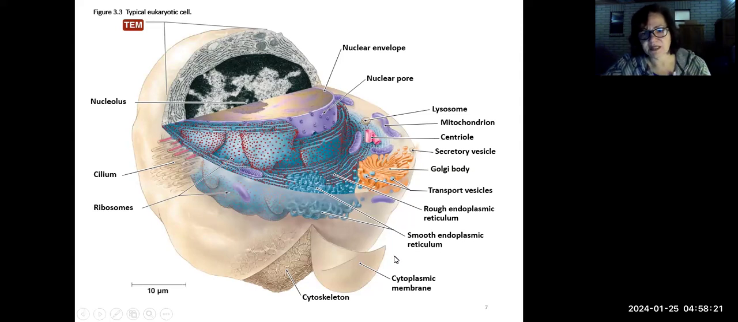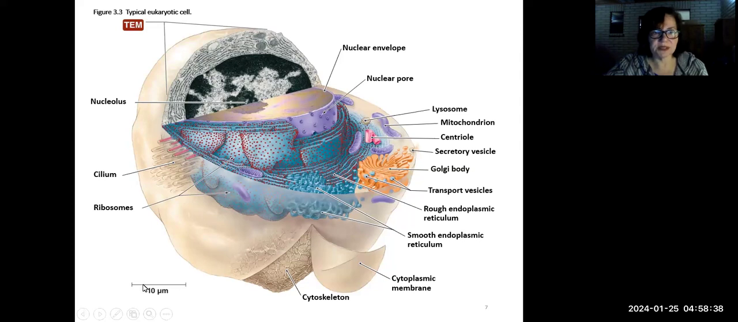This is an important thing. The cytoplasmic membrane, this is that phospholipid bilayer. We're going to go into it in more detail. This we have in common with the prokaryotes. They also have that. That's all I needed to cover.